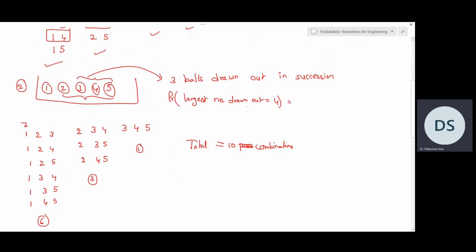Now out of this, we should pick the largest number drawn out should be 4. So here, there is one option. Again here. And in this option, there is 4, but still 5 is the maximum. So we cannot take this case. Then 2, 3, 4, one option. This case is ruled out because there is a 5. And even this case, there is a 5. So it is ruled out. So we have the total possibilities where 4 is the largest. That is 3. And the total combinations are 10. So the answer is again 3 by 10.